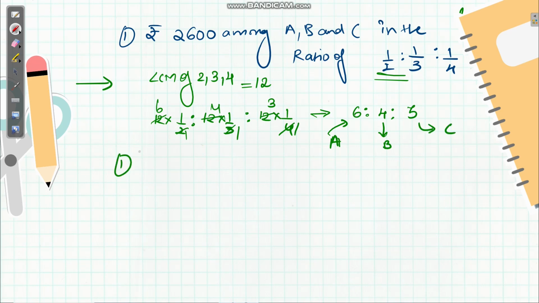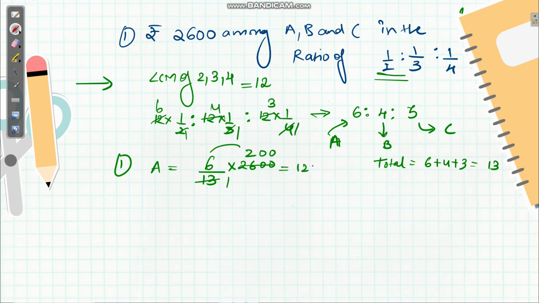Now let's find how we have to divide it among all of them, right? So let's take first A's share. Let's find the total number of parts first. So total will be nothing but 6 plus 4 plus 3, that is 13. So A's share will be 6 parts out of 13, and what we need to divide is 2600. See, 13 twos are 26, and then 0s. 6 into 2 is 12 and the 0s. So A is getting 1200 rupees.